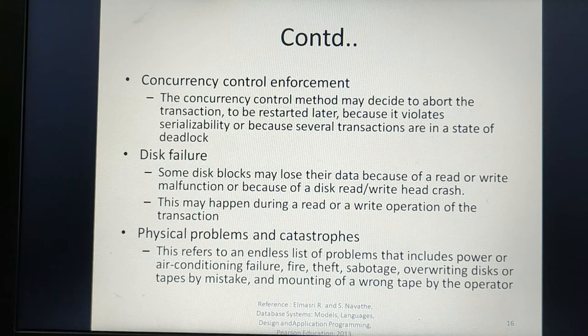Fourth, concurrency control enforcement. The concurrency control method may decide to abort the transaction to be restarted later because it violates serializability or because several transactions are in a state of deadlock.